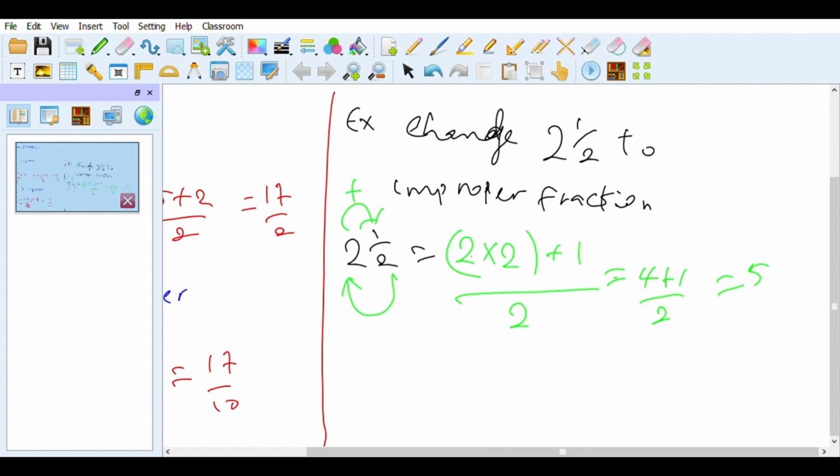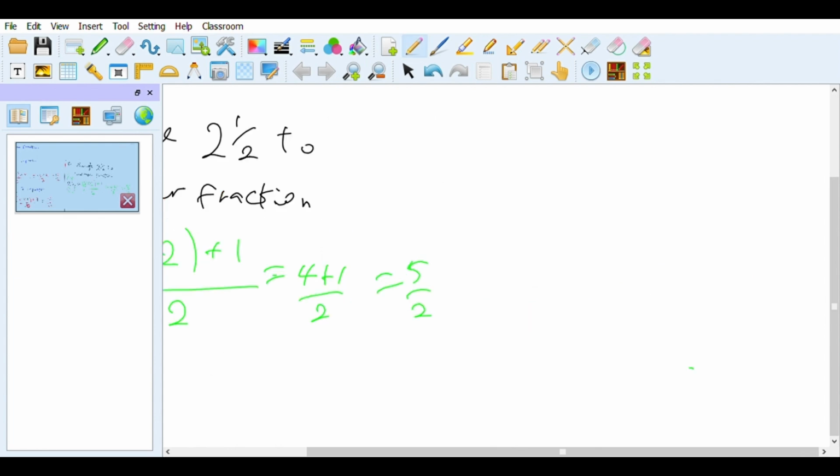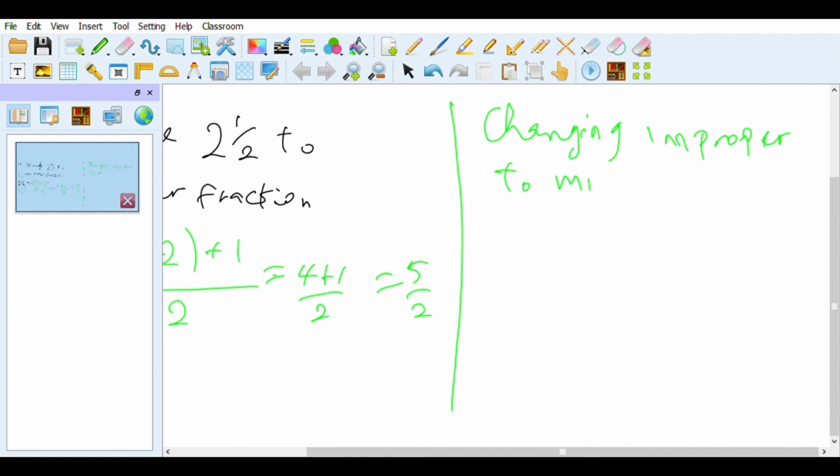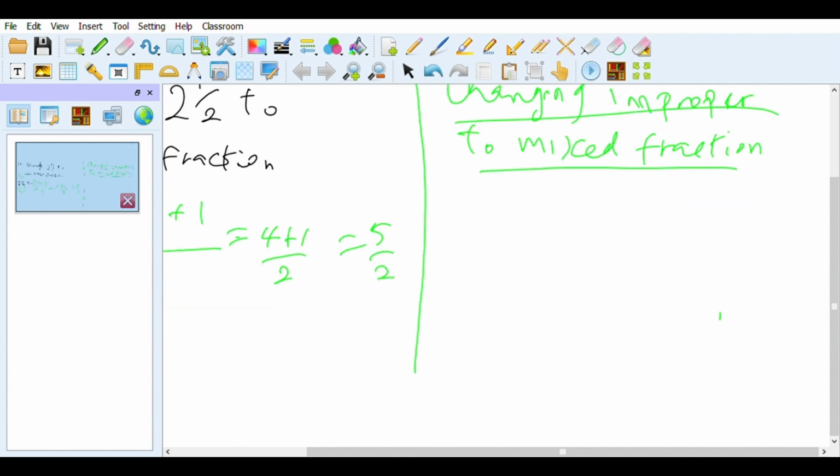So we have 5 over 2. Okay, so this is how we can change mixed fractions to improper fractions. Next, we're going to look at how to change improper to mixed fractions. Let's take some of the answers we got and change back to mixed fractions. So let's begin with the last one.